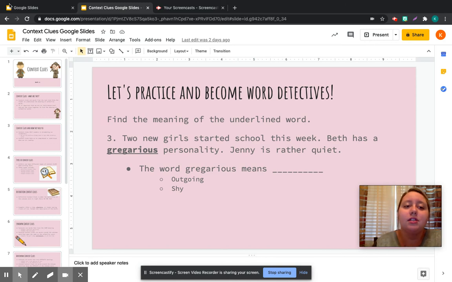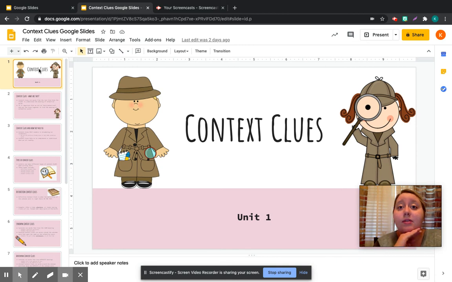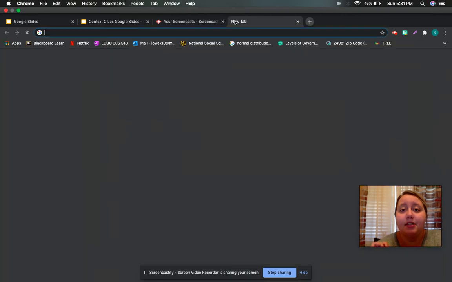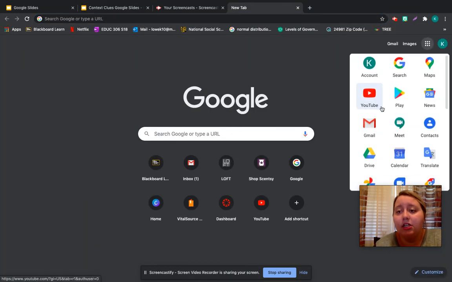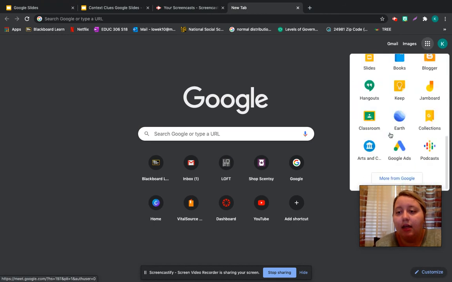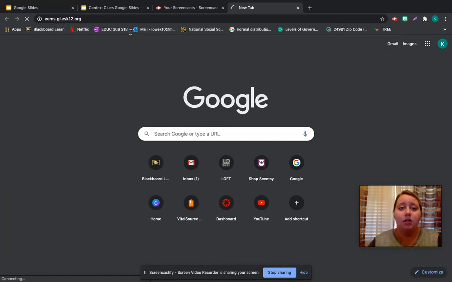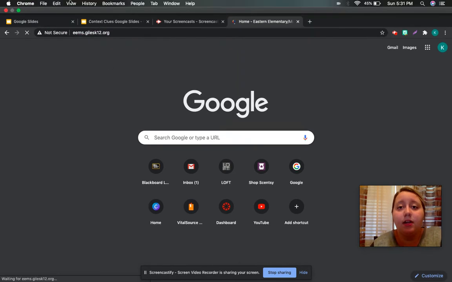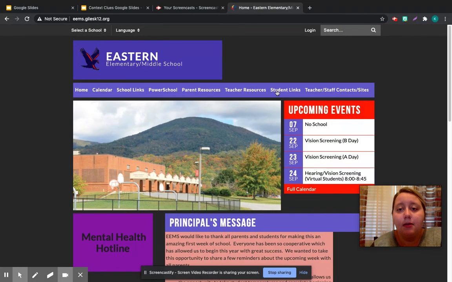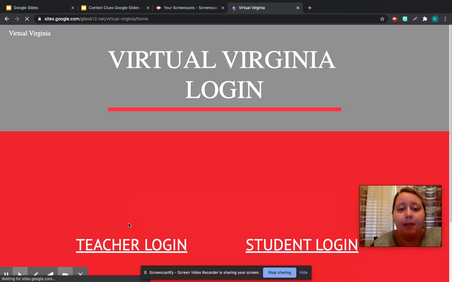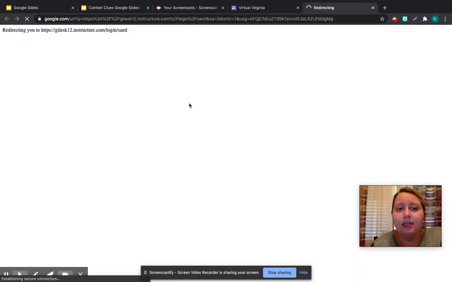So context clues are something that we will read, that we will use as long as we're reading. Every time we read a passage, we're going to have to use context clues to try to figure out what words mean. So now I'm going to show you what your assignments will look like this week. You will head to your dashboard, and because you are with me, you'll be under the reading course, and that's where you're going to be practicing your context clues. So you'll go down to your Virtual Virginia login, and I'm going to be logging in as a teacher, so mine's going to look a little bit different.